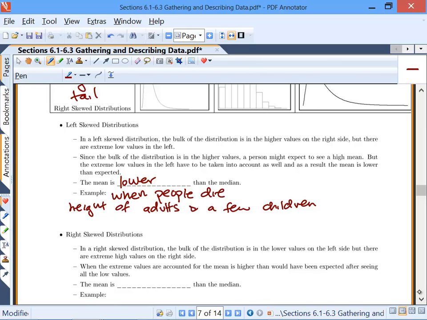Now, a right skew distribution is the opposite. In a right skew distribution, you have mostly low values and then just a couple high values. Once you account for those really high values, your mean is going to be higher than you would have expected starting out. So your mean is going to be higher than your median because your mean got pulled up by those really high values. Okay, and what kind of examples can you think of that might be a right skew distribution?